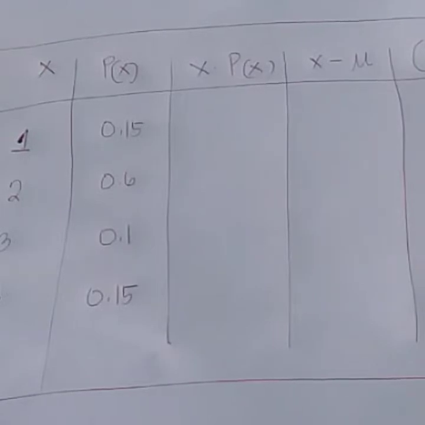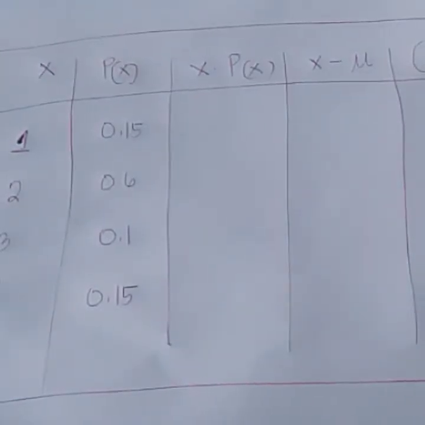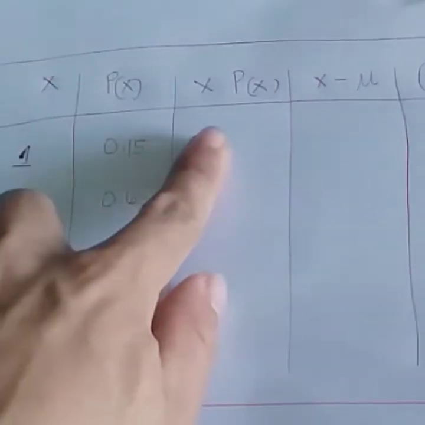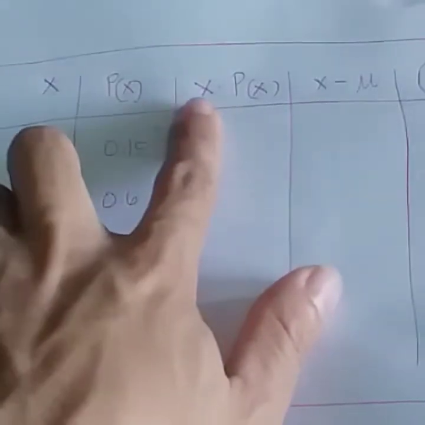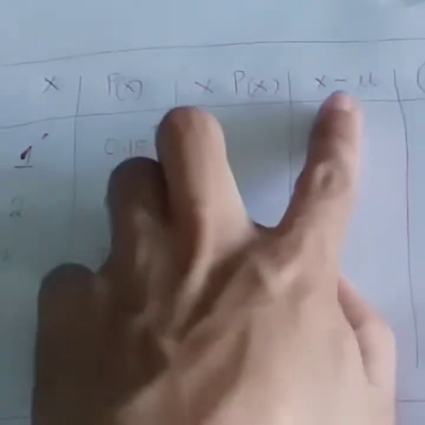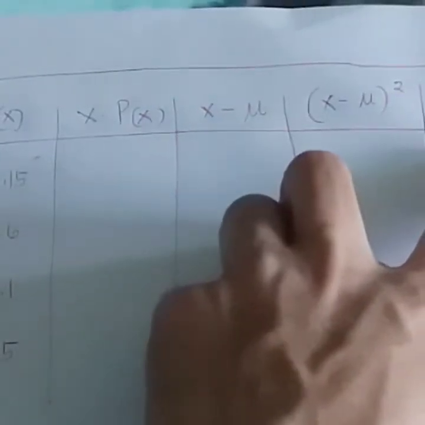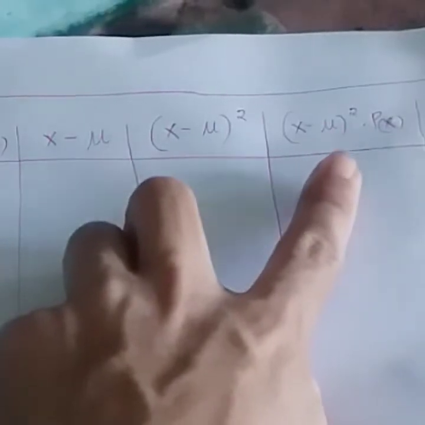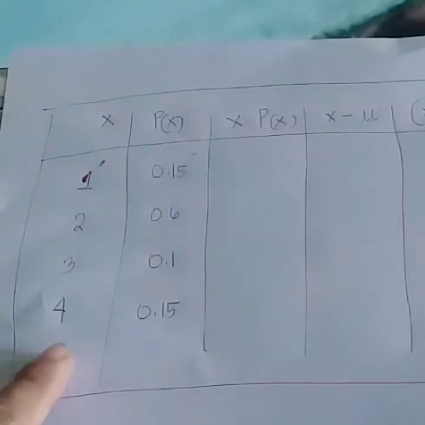So we're going to compute the mean, the variance, and standard deviation. This is the table of how we're going to find the probability distribution of the mean, the variance, and the standard deviation. So we need to follow this formula. The P of x, then the x times the P of x, then the x minus the mean, and the x minus the mean squared, and the last column is the x minus the mean squared times the P of x.